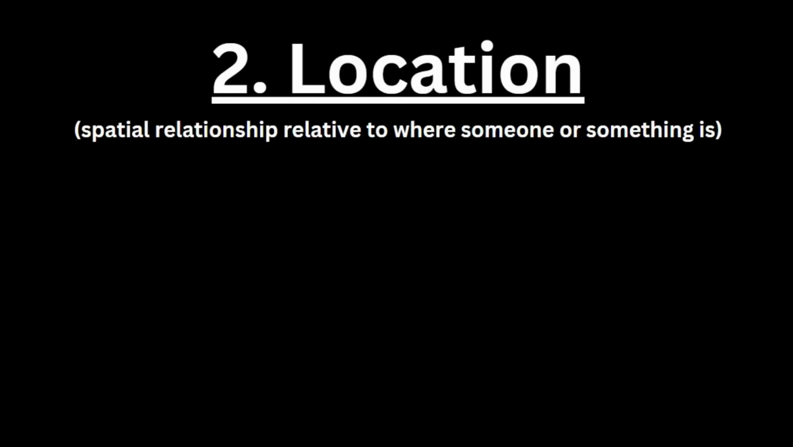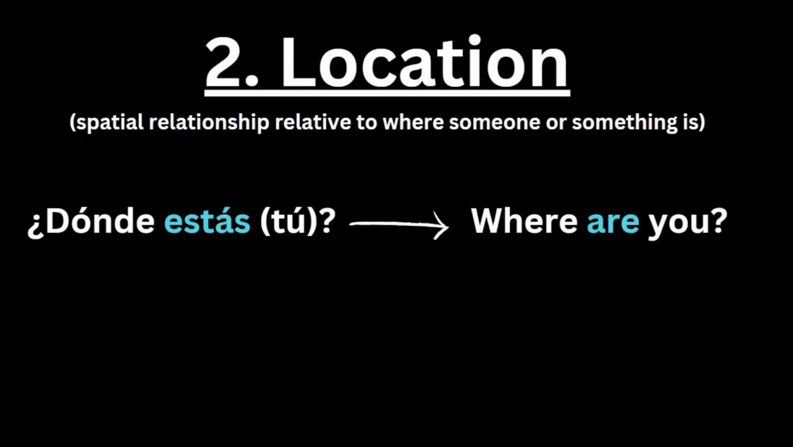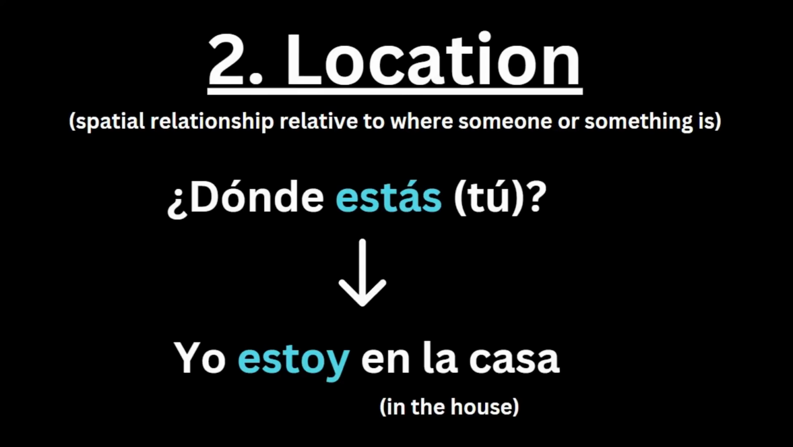Number 2, location. And whenever I speak of location, I speak of spatial relationships relative to where something or someone is as of this moment. You might have heard the saying, ¿Dónde estás tú?, which means where are you? The reason why the verb estar is used here is because the question is asking where one is right now. And if you're answering this question, you will likewise use the verb estar by saying yo estoy in whichever location you want to say.